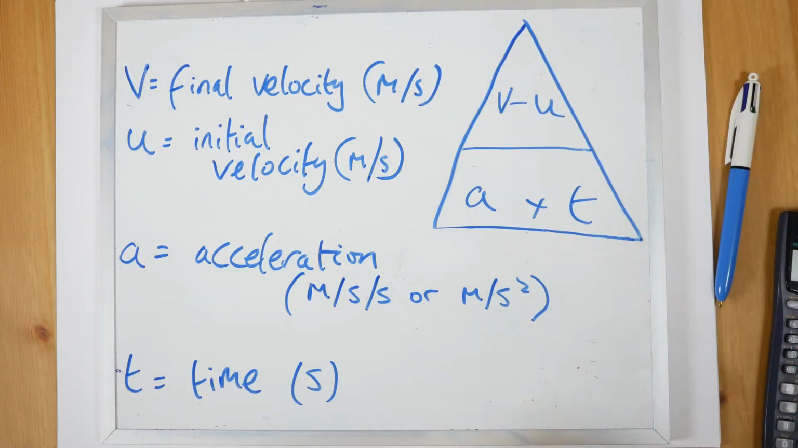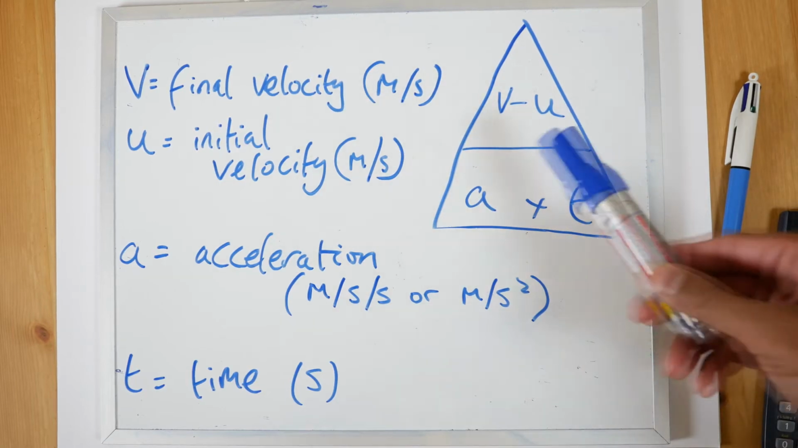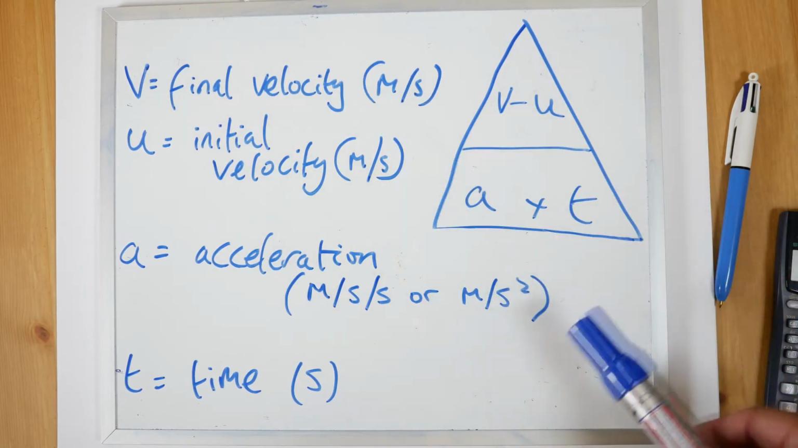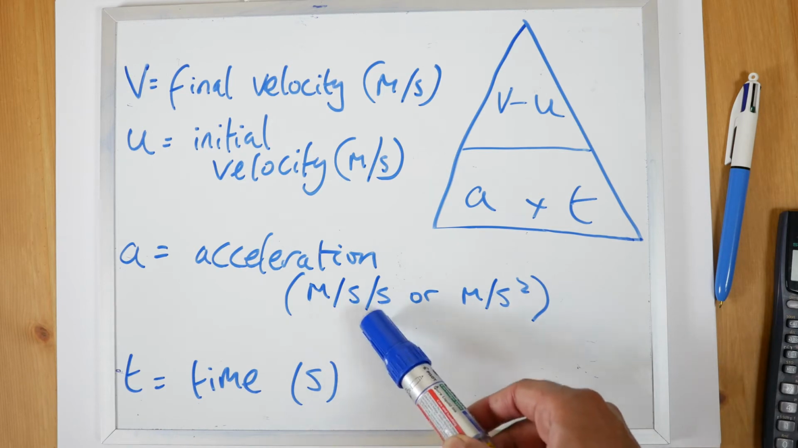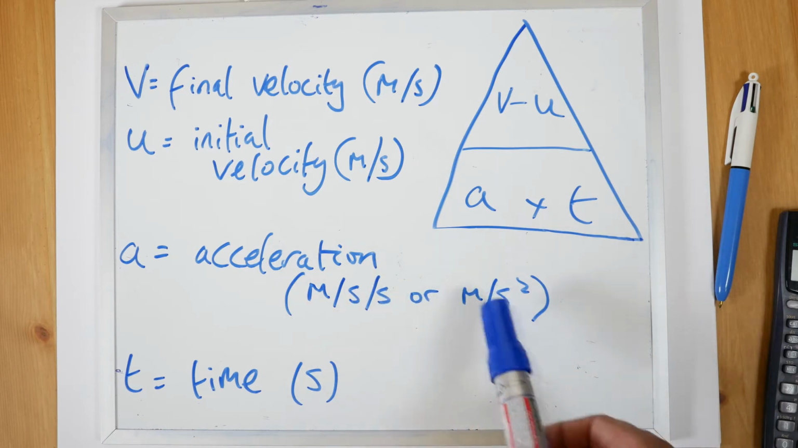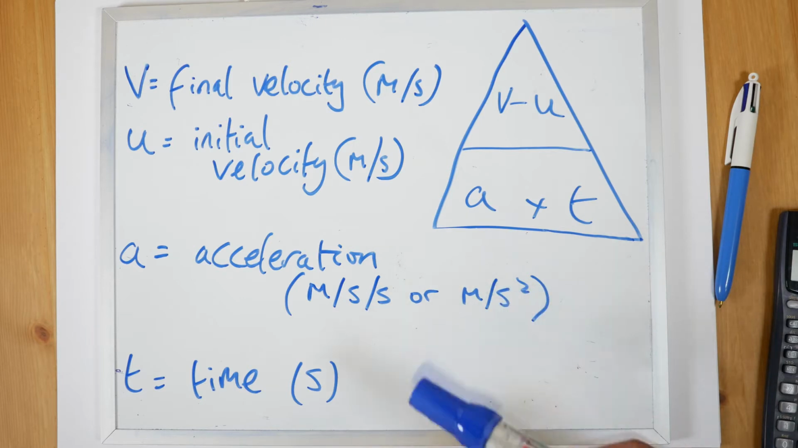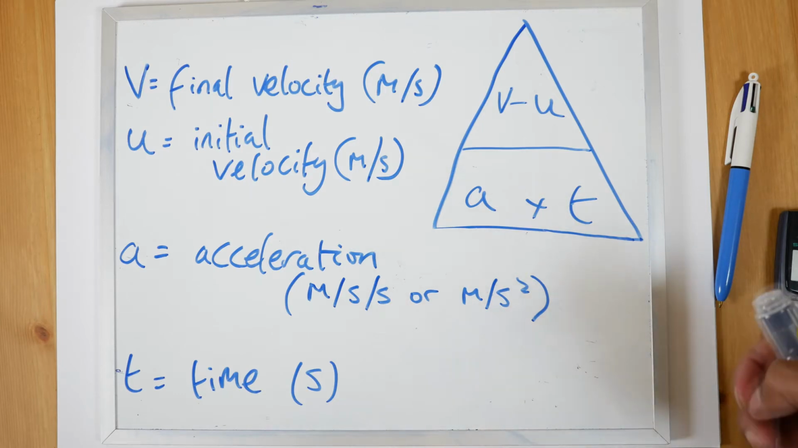Okay? Now, just to reiterate, velocity is measured in meters per second. Acceleration is measured in meters per second squared, or meters per second per second. They both mean the same thing. And time is measured in seconds. So let's have a look at an example.